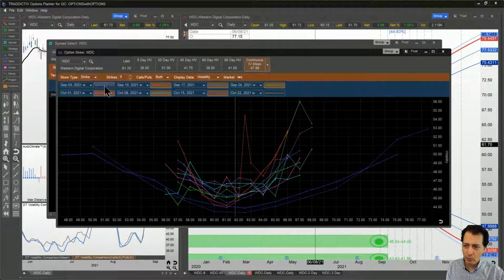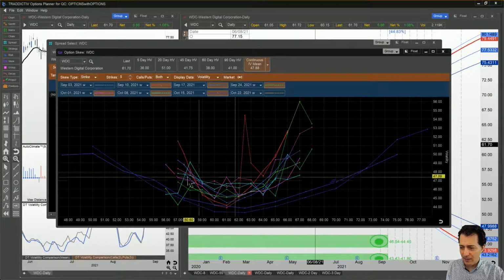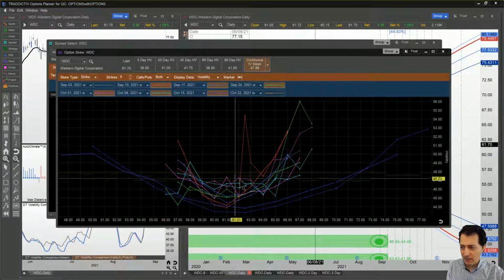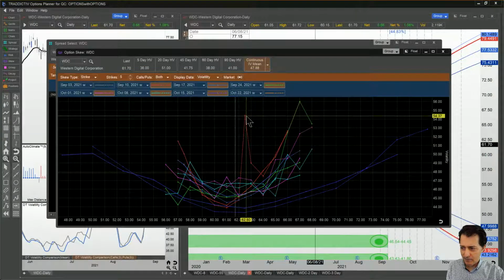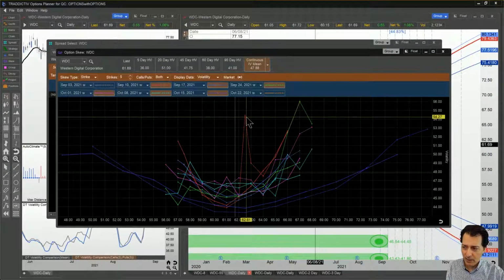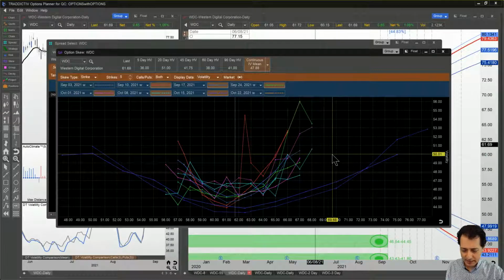Okay, so if I remove next Friday, you can see that implied volatility is at different levels, but it seems to me that there is a very big exception here, and this is why we use a spread select tool, because of all of those exceptions, if I can do a little bit of a mini lesson on volatility skew here.